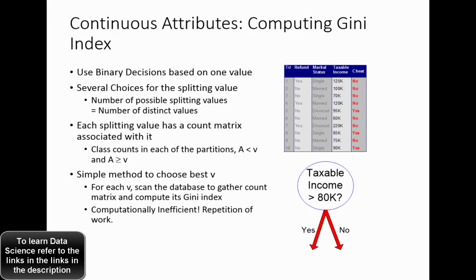All right, so here is the real example that we have seen. Taxable income greater than 80k, yes or no? How do we come up with that 80? Remember, we had seen in that example that we can actually use the Gini index to get that. So how do you do that? Use a binary decision based on one value. How do we come up with that one value? We had one value, which is 80k.